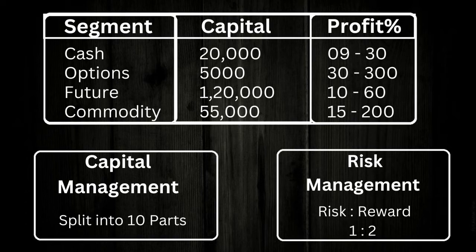In commodity, which consists of crude oil, natural gas, copper, gold and silver, one lot size is around 55,000 to 2 lakhs. It is very expensive, and also the movement of commodities is very weird. Most of the time they move in a side trend and then suddenly give a big move, which makes them very risky. You can earn up to 15% to 200% in commodity per month.